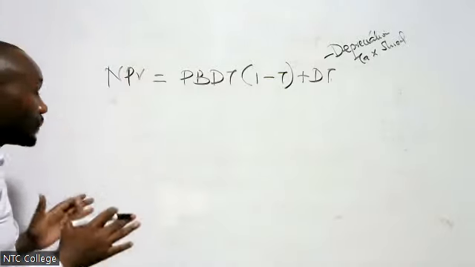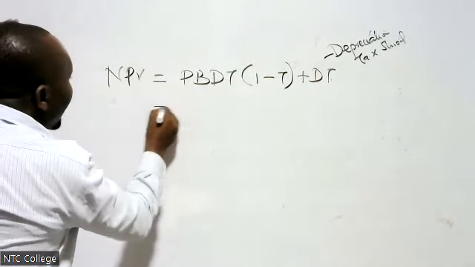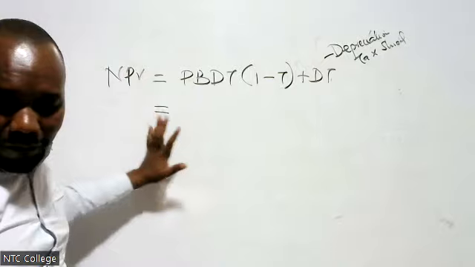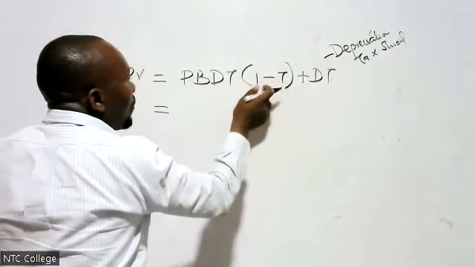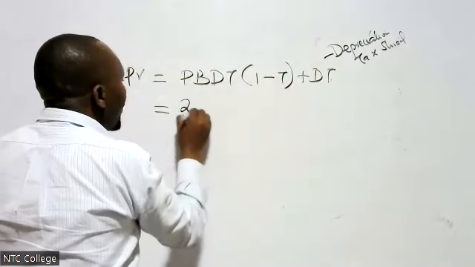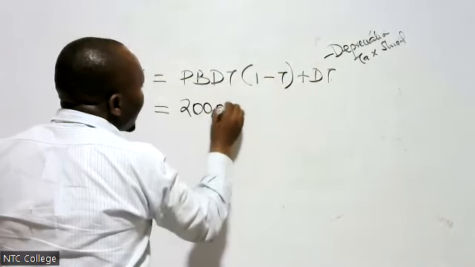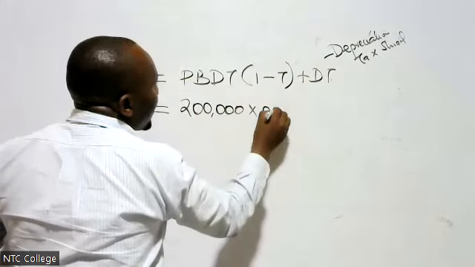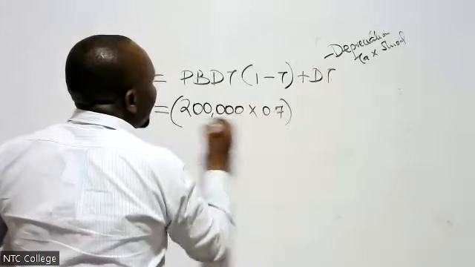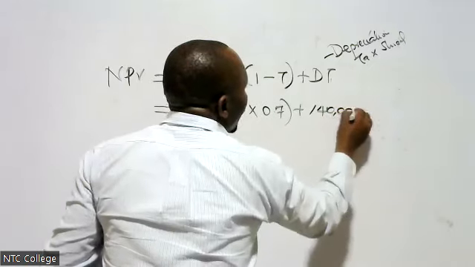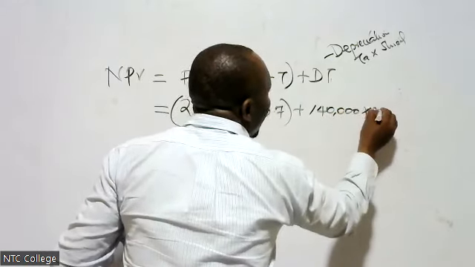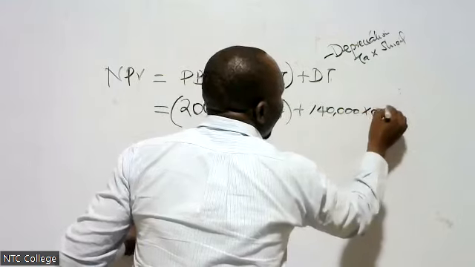So this is another formula. So here we are going to have our figures, and you can calculate. Now 1 minus tax is 30%. 1 minus this is 0.7. So we have 200,000 times 0.7 plus 140. Depreciation was 140 times 30% that we were supposed to escape, which is now 0.3.